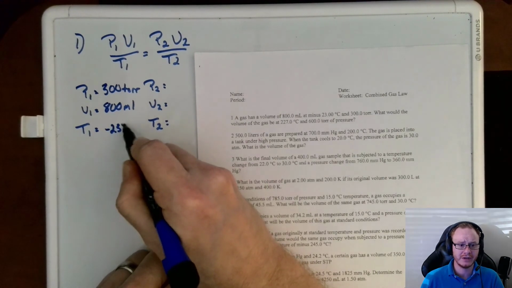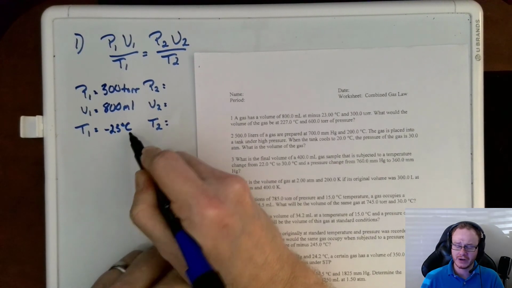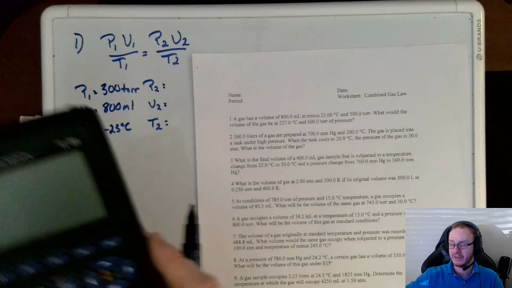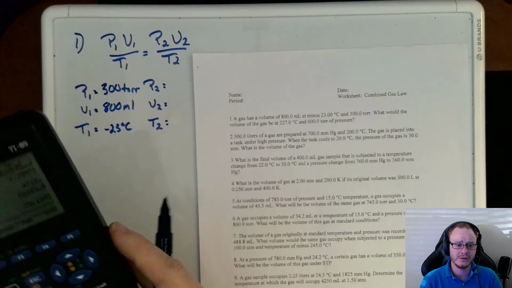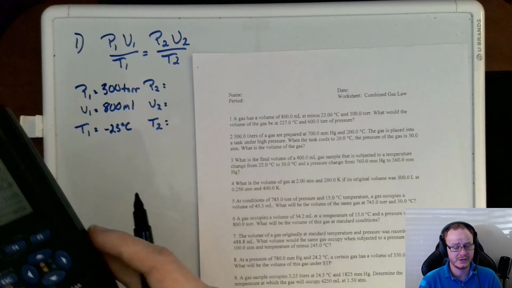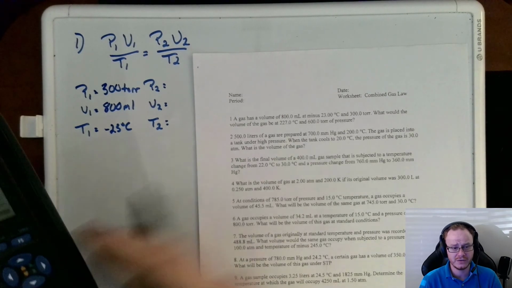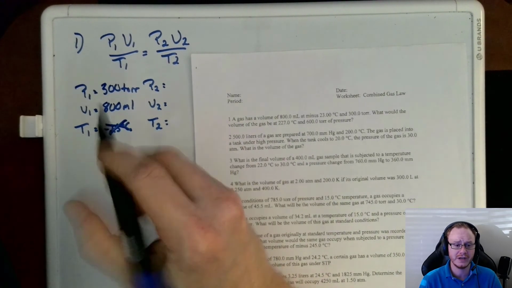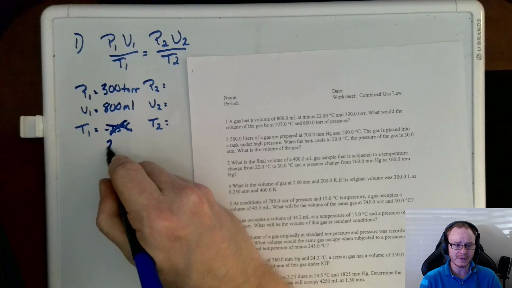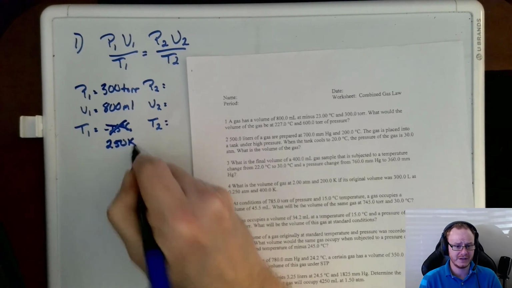I'm going to go ahead and plug in the Celsius for a moment here, but I know I can't use it. I have to convert it to Kelvin. It's easy enough to do. Remember, it's your degrees Celsius plus 273 to get Kelvin. So we add 273 to negative 23, and we end up with 250 Kelvin.